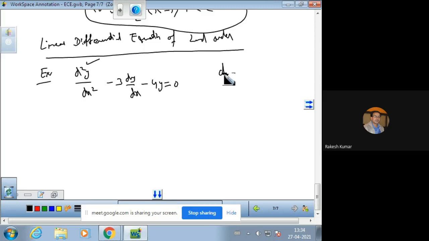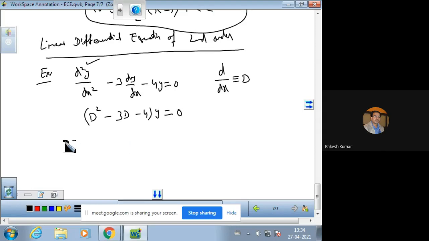And for solving this, we will use the operator capital D. Capital D is d/dx. So this can be written as D square minus 3 D minus 4, into y. Y can be taken common from all the three terms. So this is the differential equation.